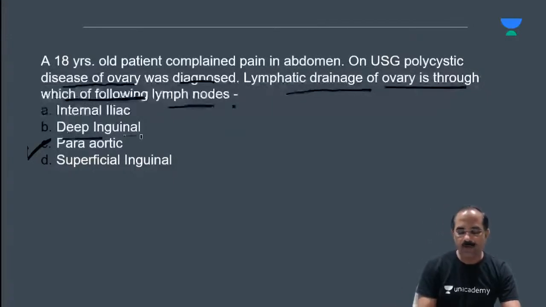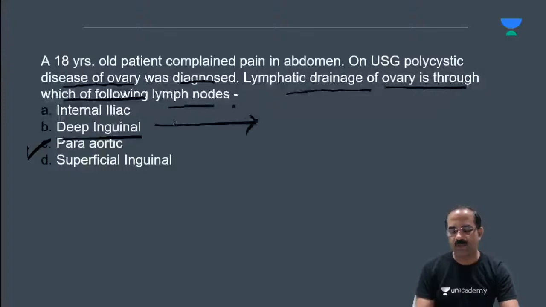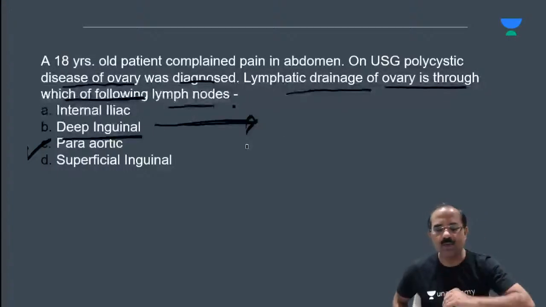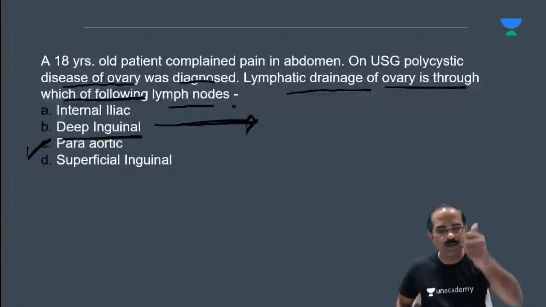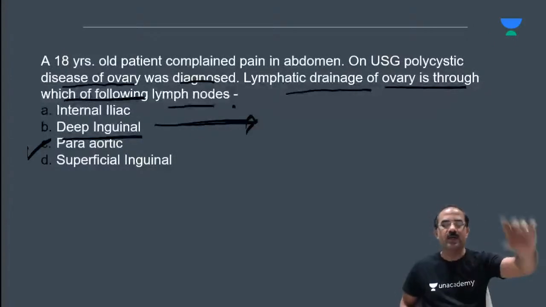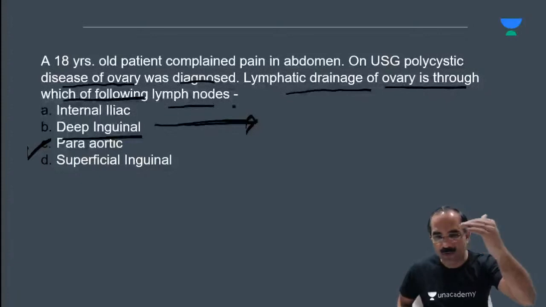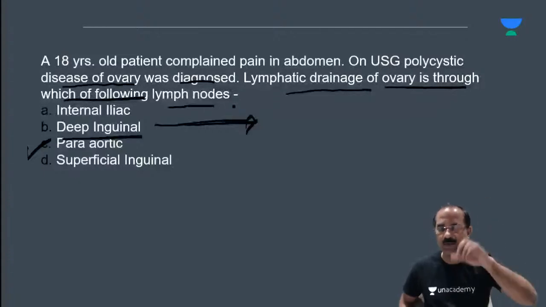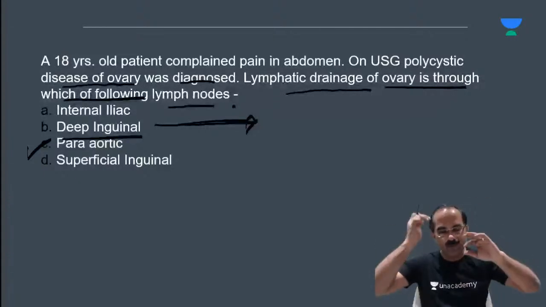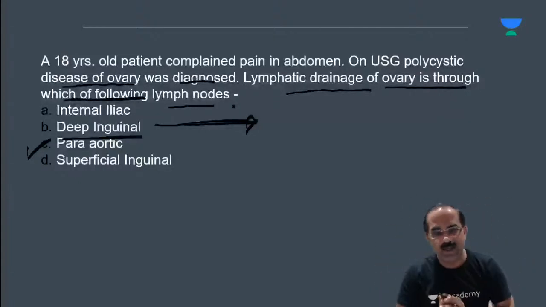The deep inguinal lymph node specifically drains what? Specifically, the deep inguinal group of lymph nodes, they drain the superficial inguinal lymph nodes. The deep inguinal lymph nodes also drain the glans penis and the glans clitoris. Remember this. The deep inguinal lymph node drains the glans penis and the glans clitoris.